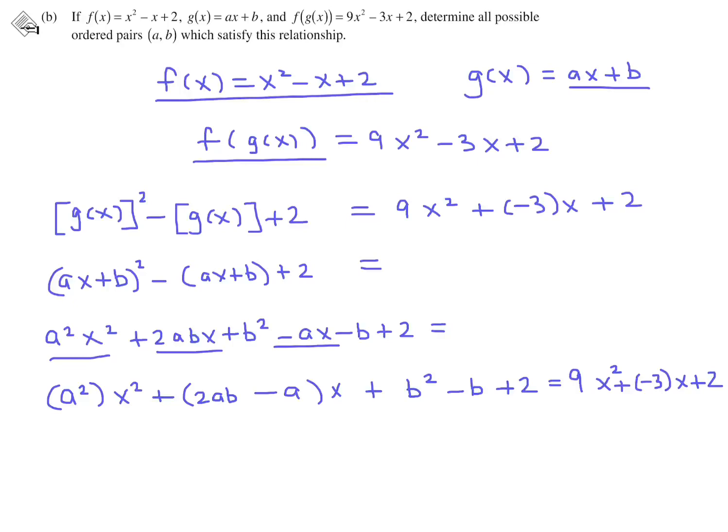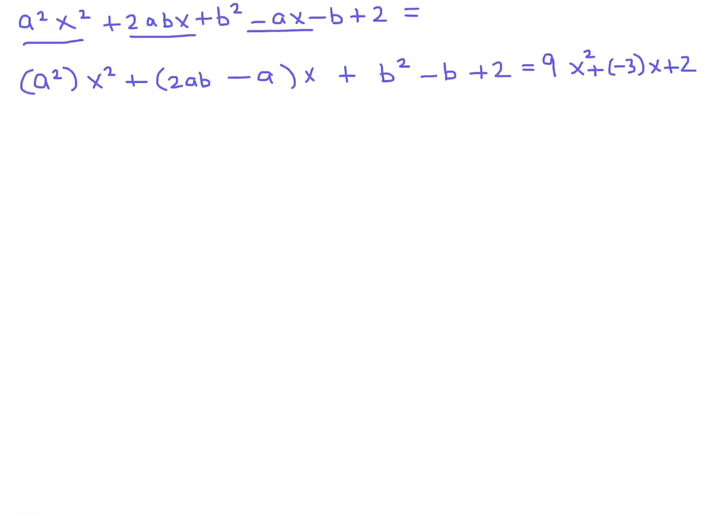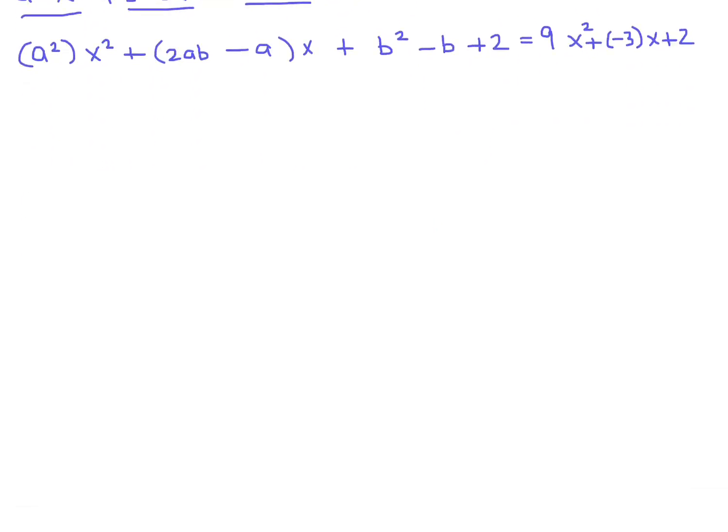Okay? And I say, well, okay, great. What do I do now? Where do I go from here? These coefficients all have to match. That one has to match that one, and this has to match that. So that means that this guy right here is the same as that. So a squared is equal to 9, and therefore a is equal to plus 3 or minus 3.